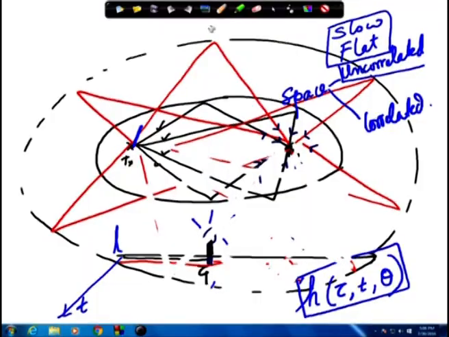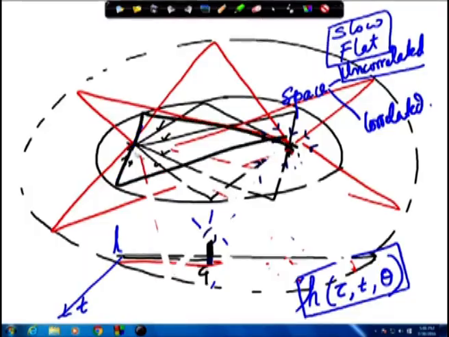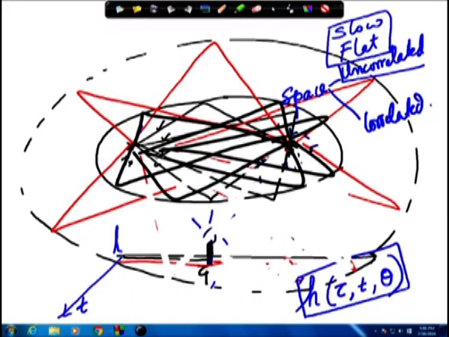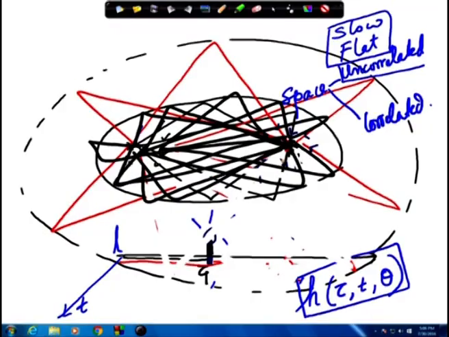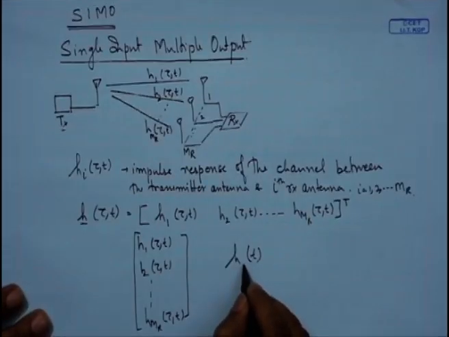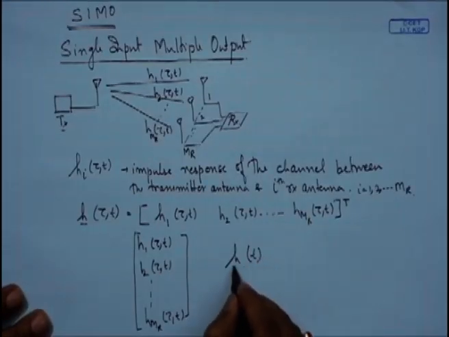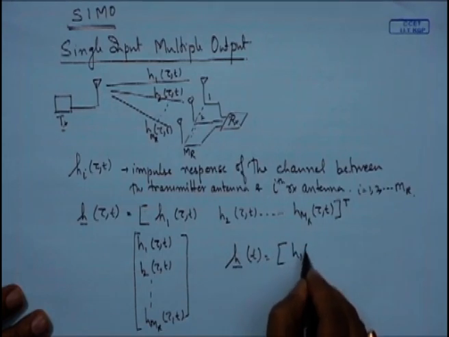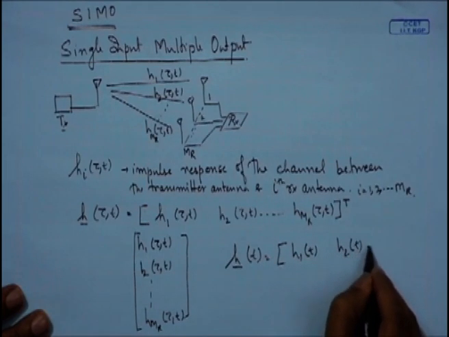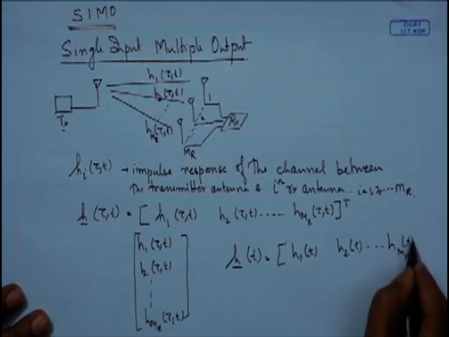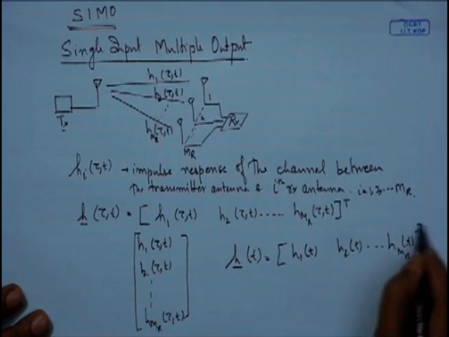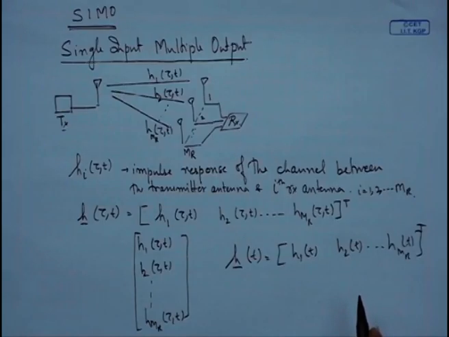So only these reflectors, no other paths. So all the delays are the same, almost the same, no red paths, only these paths. So that is when we have this. So usually we would write h of t is equal to h1 of t, h2 of t up to h mr of t. This is mostly what you would encounter, transpose, for the single input multiple output channel.